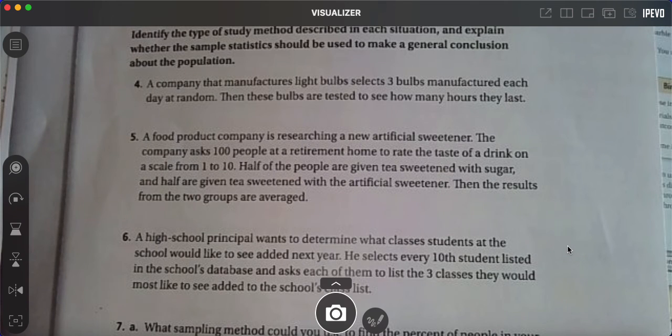Number 4: a company that manufactures light bulbs selects 3 bulbs manufactured each day at random. The bulbs are tested to see how many hours they last. Experiment? It's called an experiment. I don't know what the other ones were. It's not a survey, but could it be observational? I would say it's observational, because what are you doing?